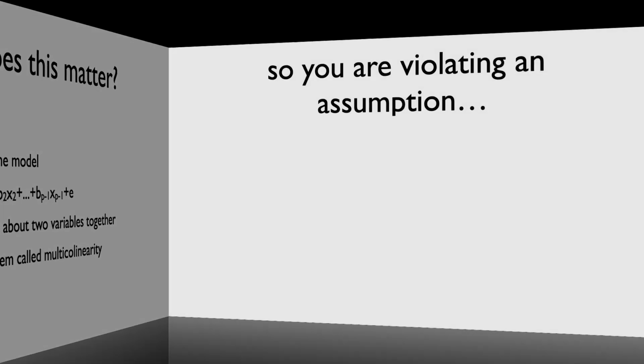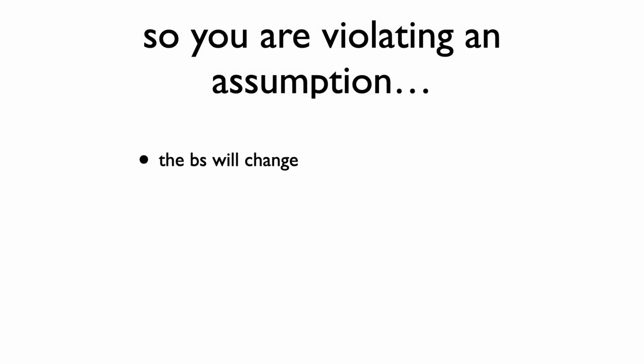So you're violating an assumption. So the B's change. Those are the weights. You'll also hear them called beta weights, or they're like the slopes. They're the slopes, the B1, B2, B3. They're like the value of the steps. Remember we talked about the formula for calculating my salary?